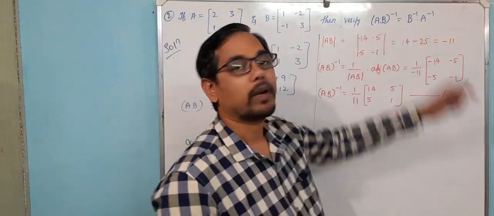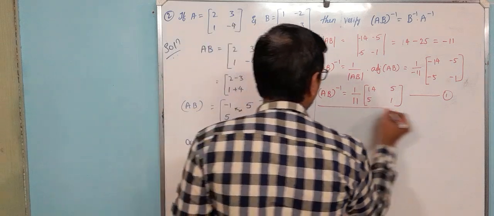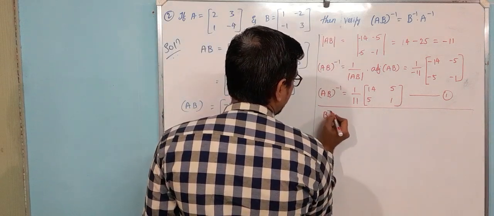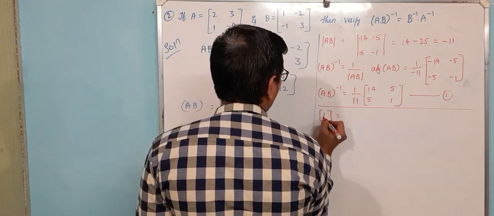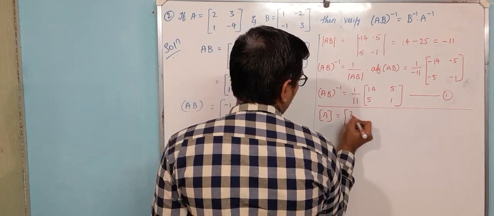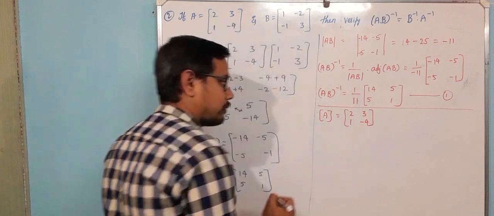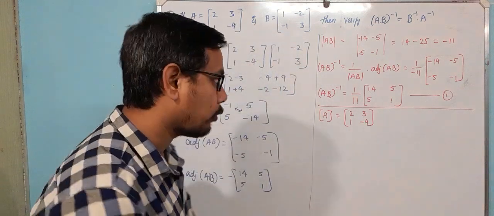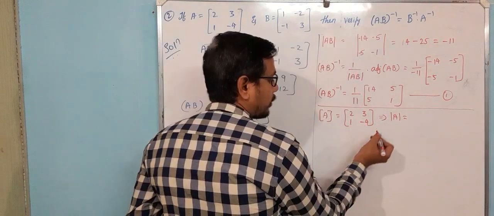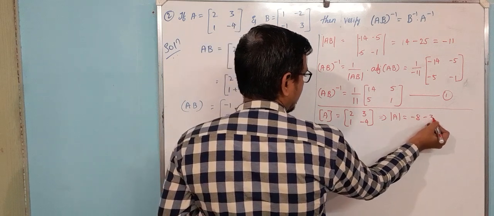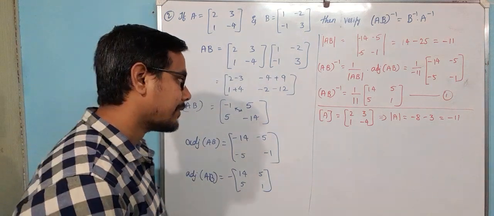We have calculated the first part. Now we need to calculate the second part, B inverse and A inverse. Let's start with A only. Matrix A is [2, 3; 1, -4]. Then its determinant: 2 into -4 is -8, minus 3, that is -11. So the determinant of A is -11.